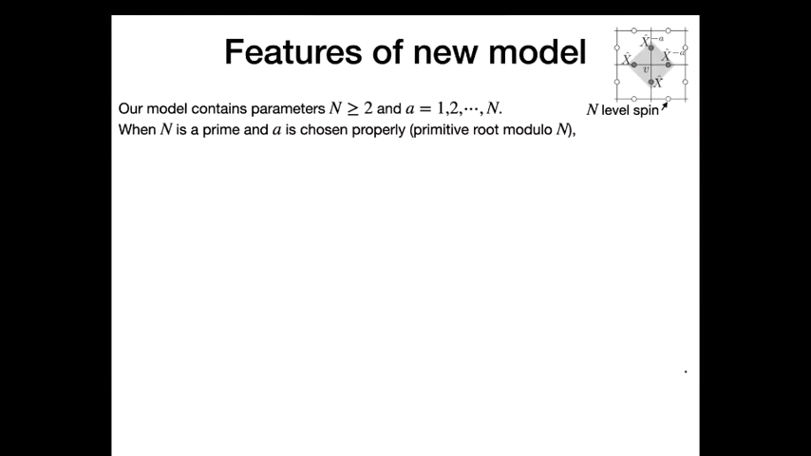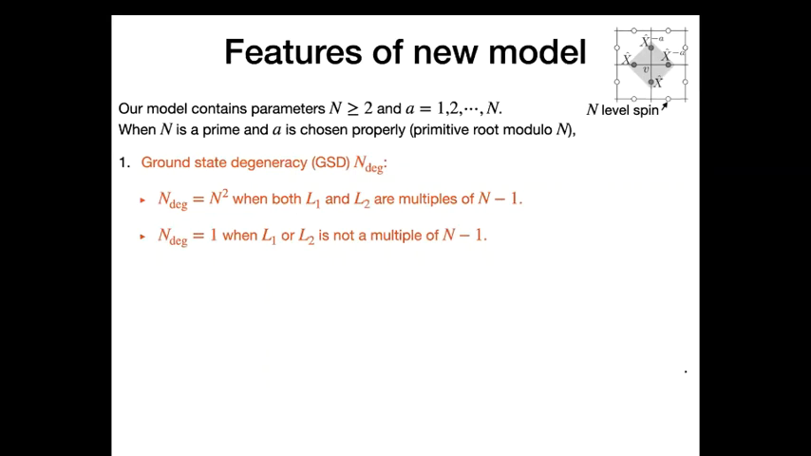And I want to introduce my model and explain its features. I introduced a parameter A to the model, and I changed the model from a 2-level spin to an n-level spin. Then I realized that it has these features. First, the ground state degeneracy depends on the system size. The lengths are L1 and L2.